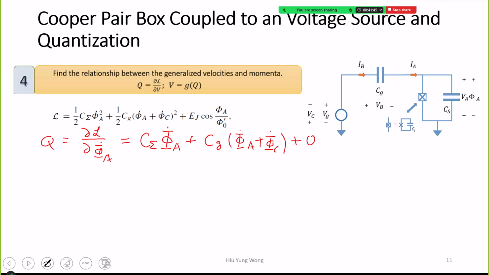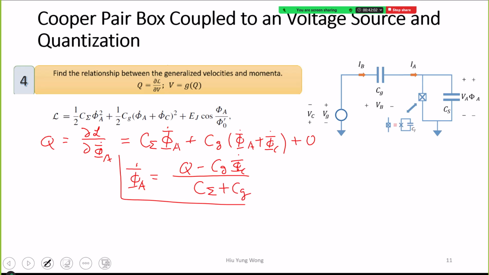Good. So with this, I want to rewrite phi A dot equals Q minus CG phi C dot, divided by C summation plus CG. This is just a rearrangement of variables. Should not be difficult, right? Just move CG phi C to the left, so minus CG phi C dot, and then you group the phi A dot divided by C sum plus CG.